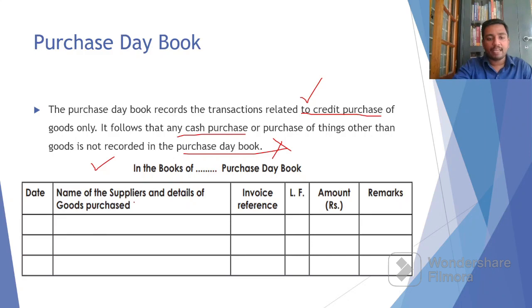So you can see the format. Here we record the names of all the suppliers from whom the goods are purchased. Then there is a reference number column, and we write the amount here, and if there are any remarks, they will be recorded in the last column. So this is the format of the purchases day book.